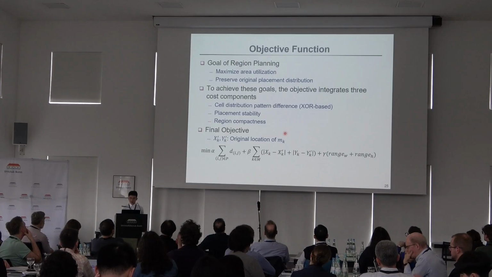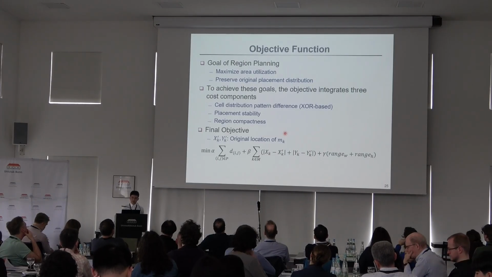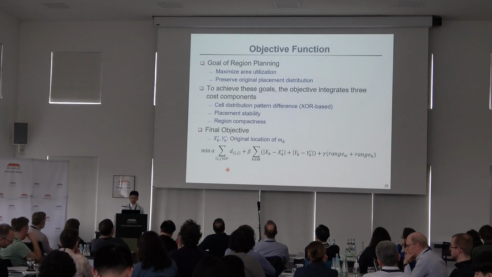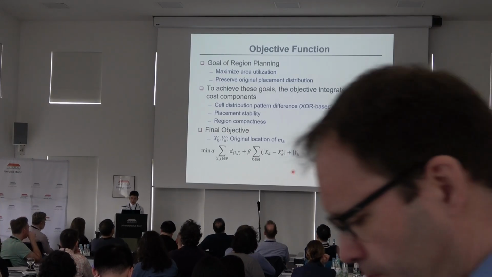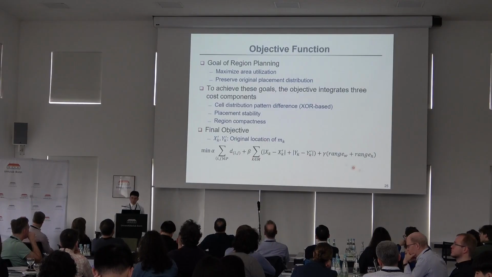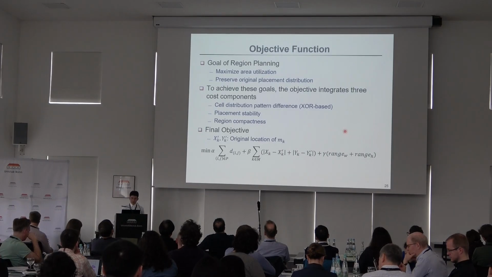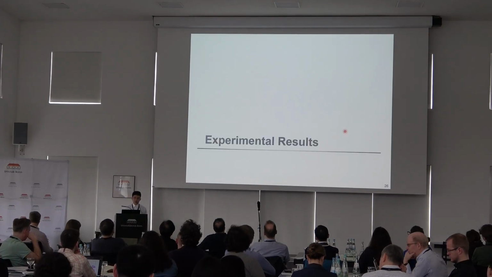This slide shows the objective function for region planning. Our goal is to maximize the area utilization while preserving the placement distribution. The objective includes 3 cost terms: cell distribution, macro displacement, and region compactness. These terms are weighted by alpha, beta, and gamma. Now we go to the experimental results.